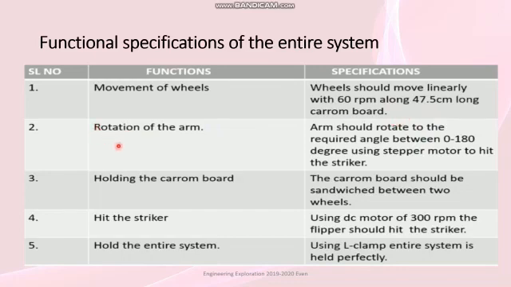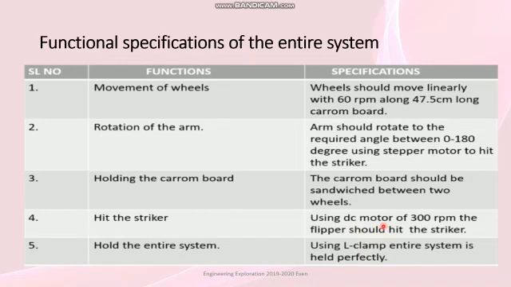Next function we had identified was rotation of the arm. The specification was simple: arm should rotate to the required angle between 0 to 180 degree using stepper motor to hit the striker. Next one was holding the carom board. So basically the carom board should be sandwiched between 2 wheels. We had used 2 wheels, one above the carom board and one below the carom board, so that it gets the grip.